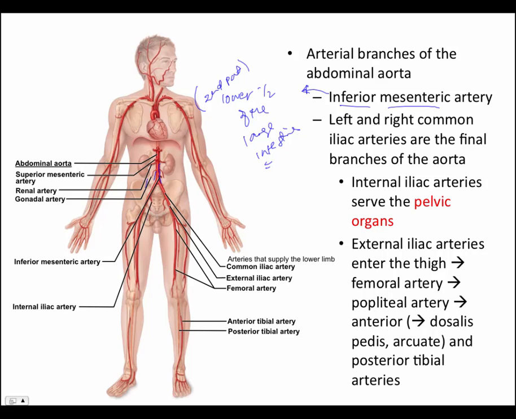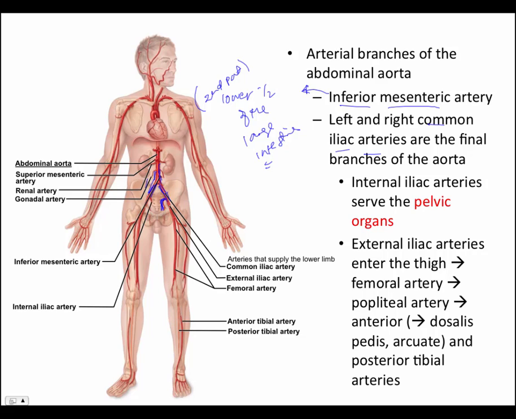Now here, what we're going to terminate with at this abdominal aorta is this branch, and we have what are called the left and right common iliac arteries. So here we have our right common iliac artery, and we have our left common iliac artery. Now you'll notice as we branch over here, we have another branch that stems off, and this is going to be the internal iliac artery. This is going to serve all of your pelvic organs.